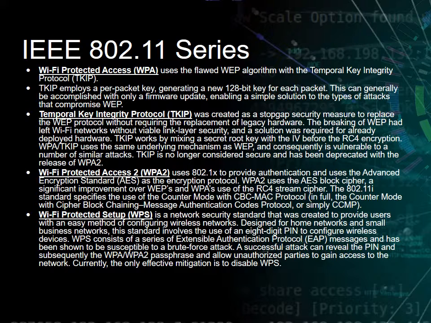WPS consists of a series of Extensible Authentication Protocol messages and has been shown to be susceptible to brute force attack, especially because it's only an 8-digit PIN. A successful attack can reveal the PIN and subsequently the WPA/WPA2 passphrase and allow unauthorized parties to gain access to your network. The only effective mitigation for WPS is disabling the option on a wireless router.